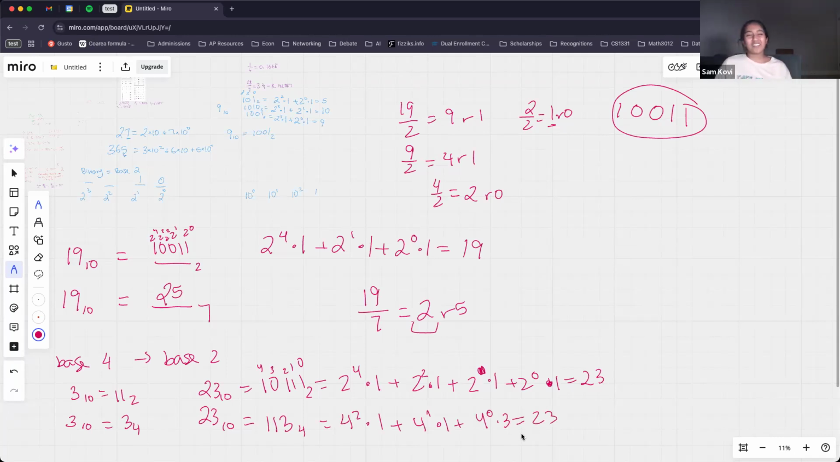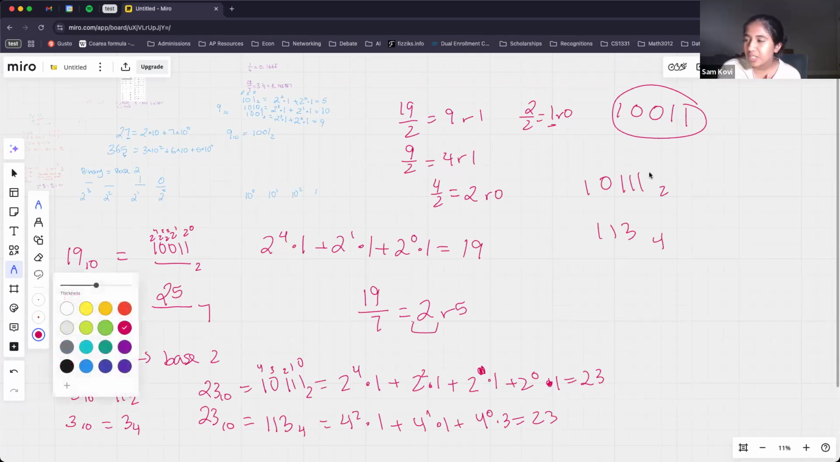And so you might be wondering, okay, I don't know why she made us do that. She made us find it out for 2 different values. But if you look really closely, there's a pattern between each of the digits. So if I look at 10111 base 2 and 113 base 4, take a look at these last 2 digits. What is this in base 4?